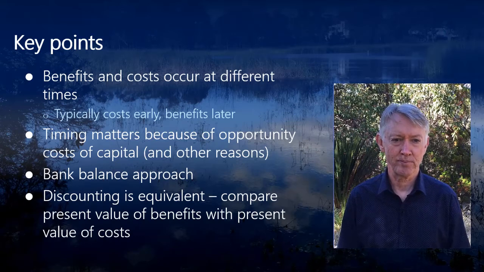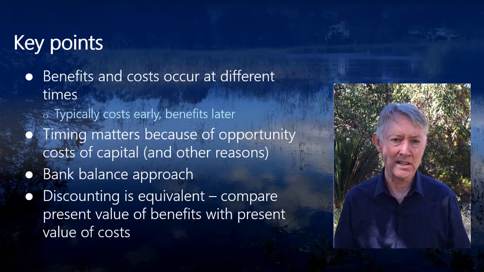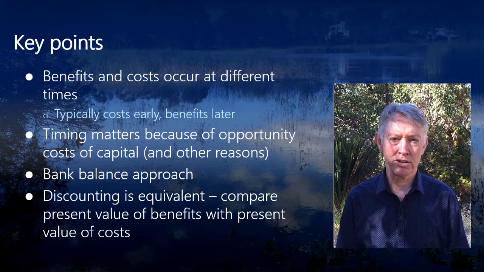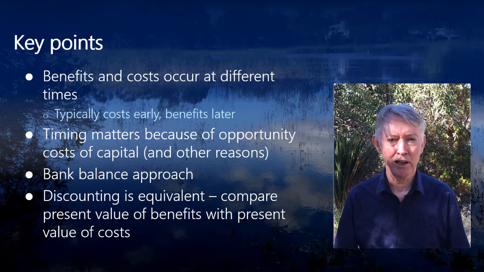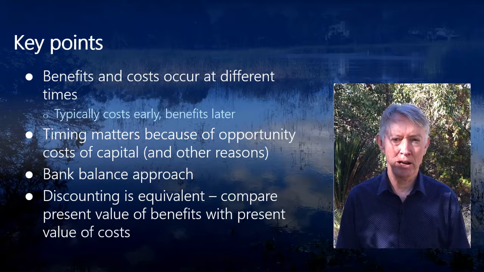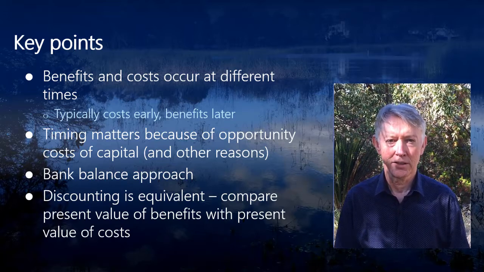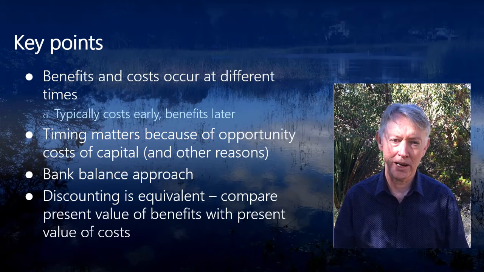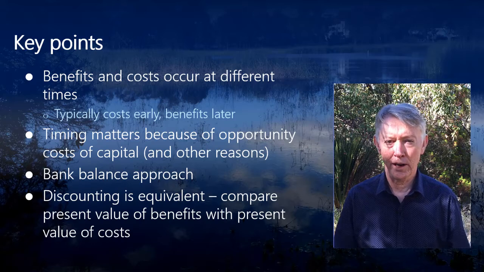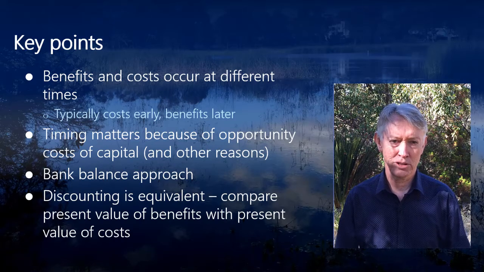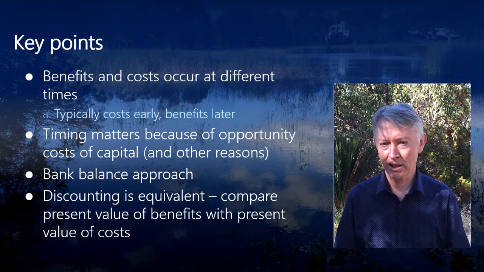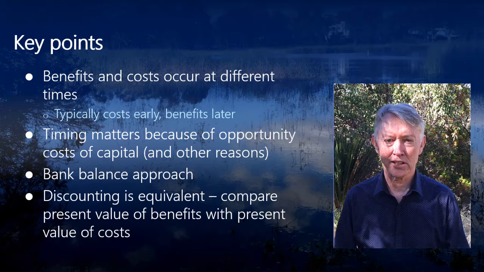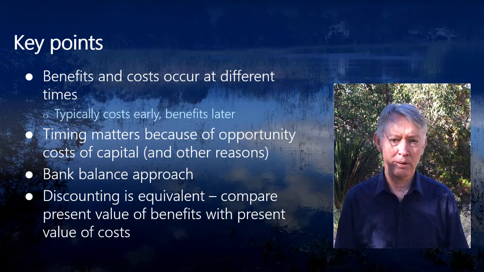Key points. In a project of pretty much any type, benefits and costs occur at different times. Typically or commonly, costs are higher early and benefits are higher later. The timing matters because of the opportunity cost of capital and some other reasons that I haven't talked about. I've given you one way, an intuitive way of thinking about the problem, which I call the bank balance approach, but I've also explained the discounting approach and said that that's equivalent, and it allows us to compare the present value of benefits with the present value of costs to do our benefit cost analysis.